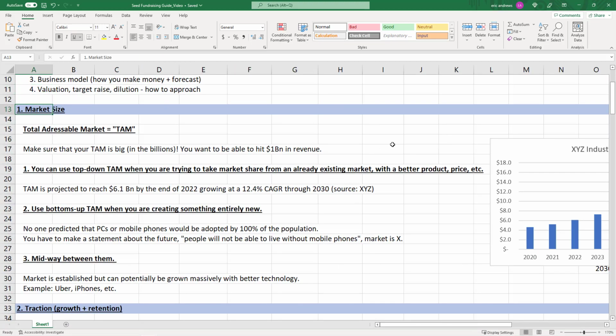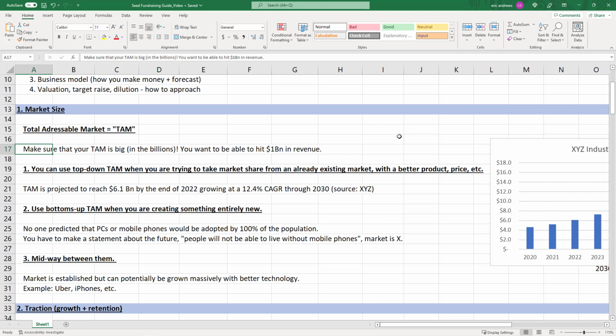Okay, so for market size, generally what people refer to is something you'll hear called the TAM, and that's the total addressable market. How big is the TAM? So you want to make sure that your TAM is big, in the billions, at least 1 billion. You want to be able to hit 1 billion in revenue. So if your TAM was 1 billion, you want to be able to monopolize that entire market.